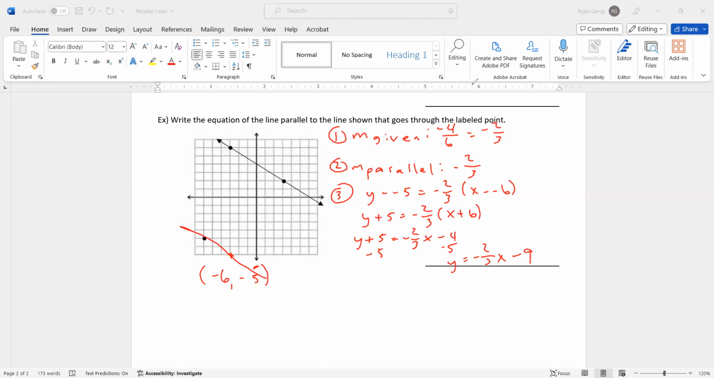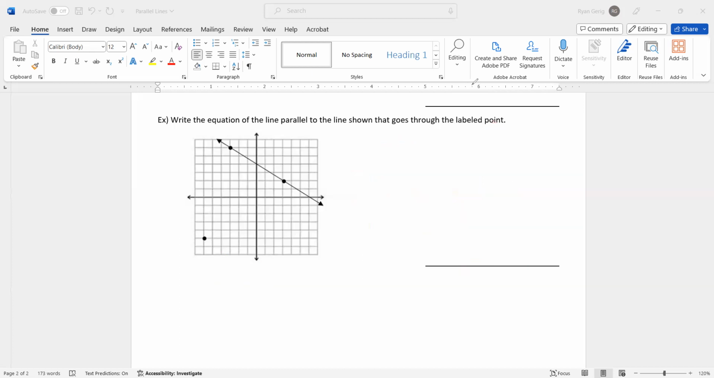Okay, we're going to do almost the exact same thing tomorrow, except instead of parallel, we're going to look at perpendicular. So stay tuned and we'll get to that next.